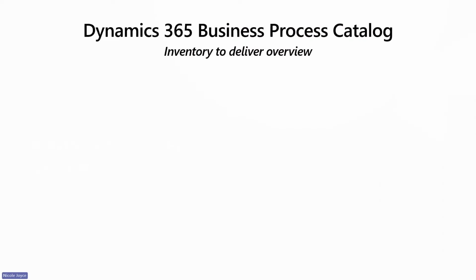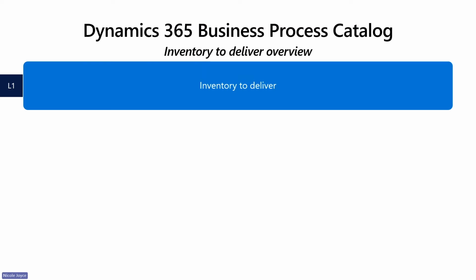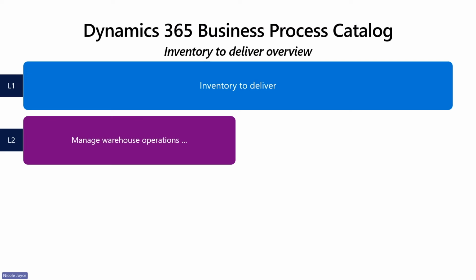The first thing I want to do is show what the inventory to deliver business process looks like as far as our published Dynamics 365 business process catalog. So we talk about the catalog in 4 levels. The level 1 always being the end-to-end process. So we're in the inventory to deliver session. So let's look at the levels below inventory to deliver. At level 2, we consider this the business process areas. So an example of this under inventory to deliver would be the business process area of manage warehouse operations.